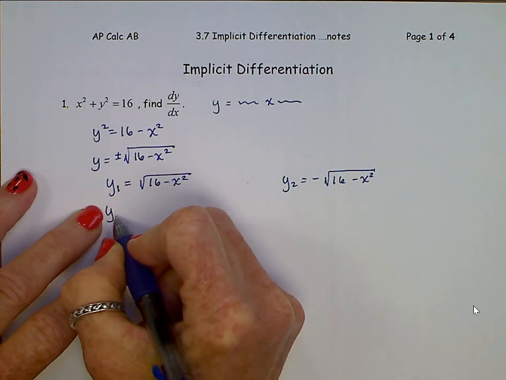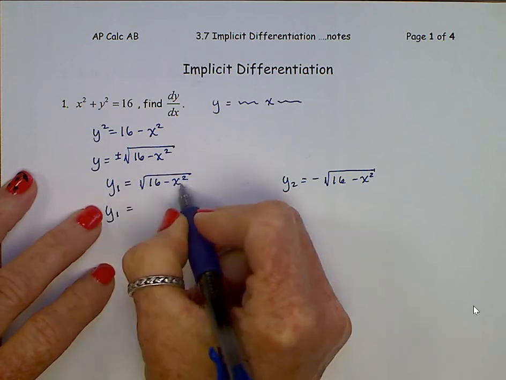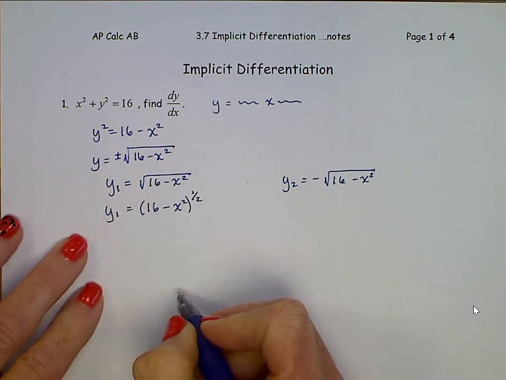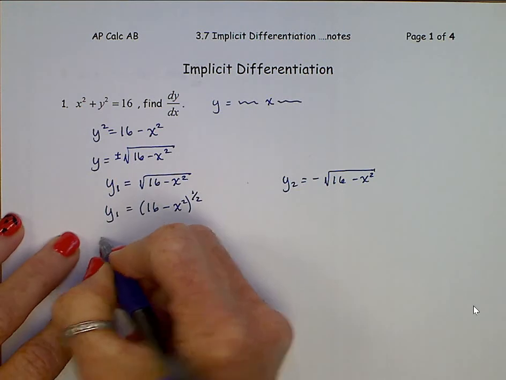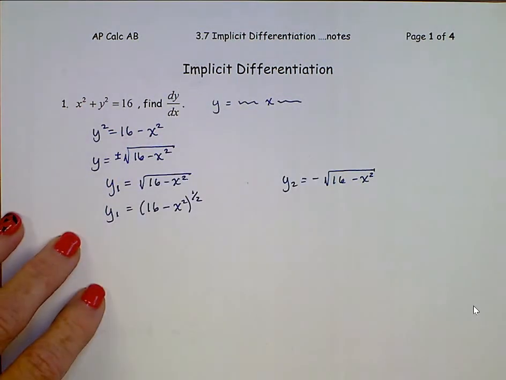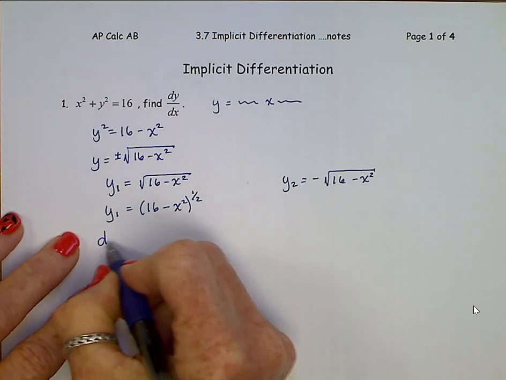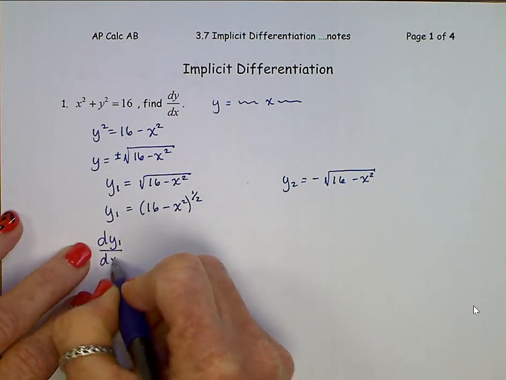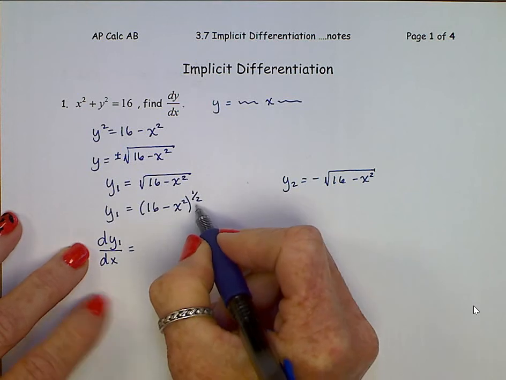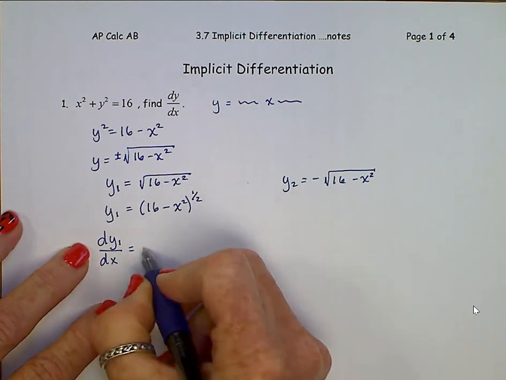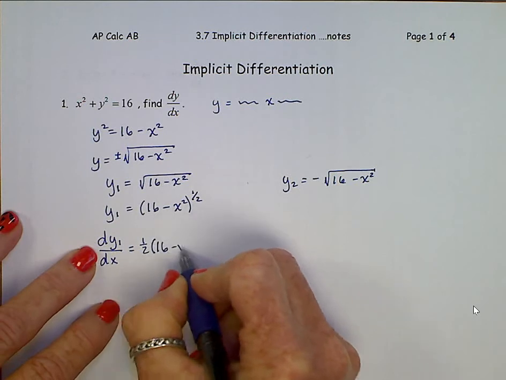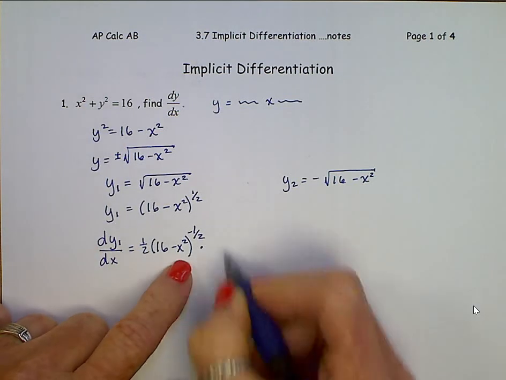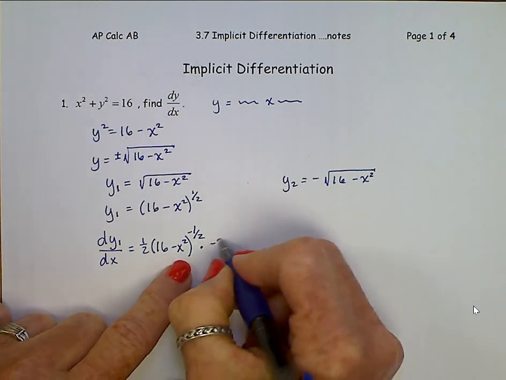So let's find y1. I'm going to rewrite that so we don't see the square root. We see it as a half exponent. And then find the derivative of this. Now, since I asked you to find dy dx instead of y prime, different notation for the same thing, let's keep that notation. So dy sub 1 over dx is, and we have a chain rule going on here, so outside most function, 1/2, leave the inside alone, to the negative 1/2, times the derivative of the inside, negative 2x.